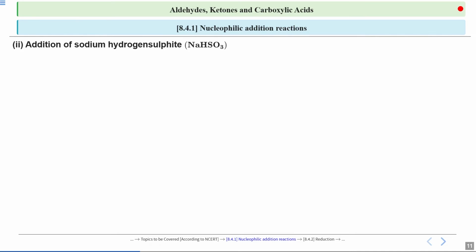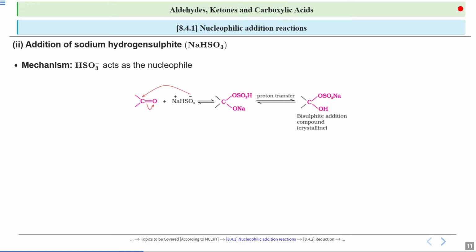Now, as I told you the mechanism, one by one we will look at the mechanism. It will give you a more clear picture. So let's start with the addition of sodium hydrogen sulfite, or NaHSO3. This is a specific type of nucleophilic addition reaction where HSO3 minus acts as a nucleophile.